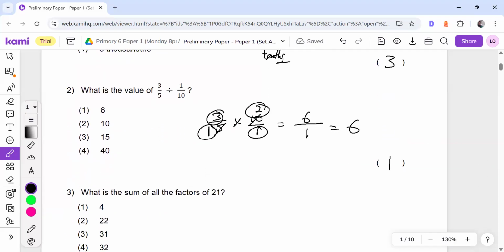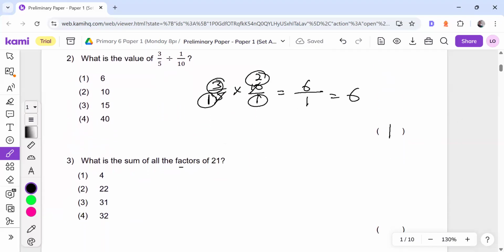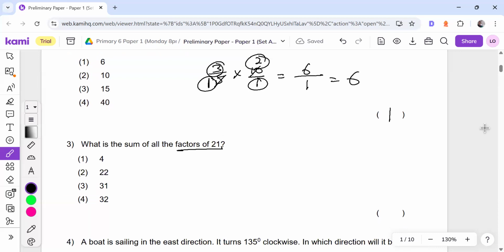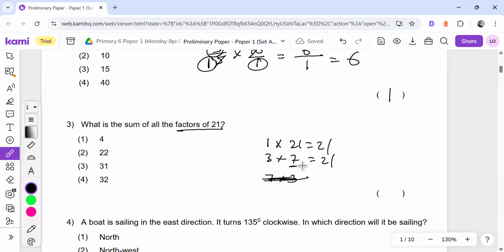Question number 3. What is the sum of the factors of 21? All right, this one, there is a trap here. 1 times 21 is 21, so you can't do mental sum. You have to write out the factors. 2 cannot, 3 times 7 equals 21. 4 cannot, 5 cannot, 6 cannot, 7 you have already. So you don't need to write 7 times 3 because it's the same as 3 times 7. This one is quite easy, there's no trick.